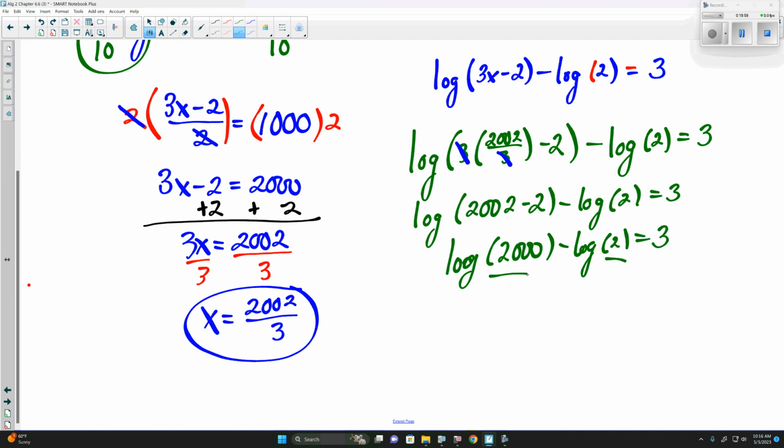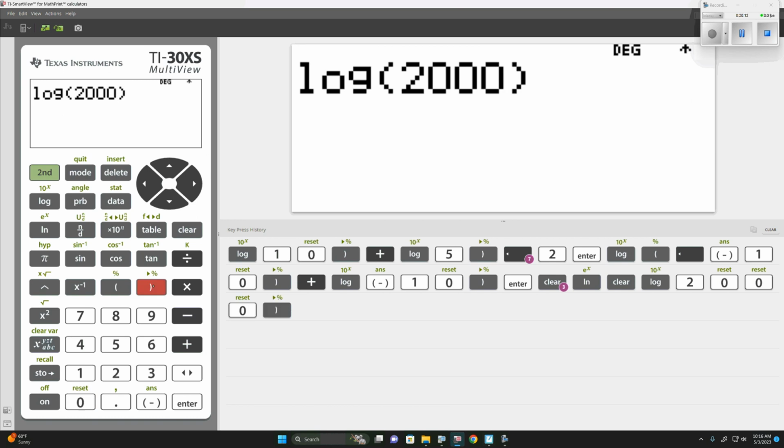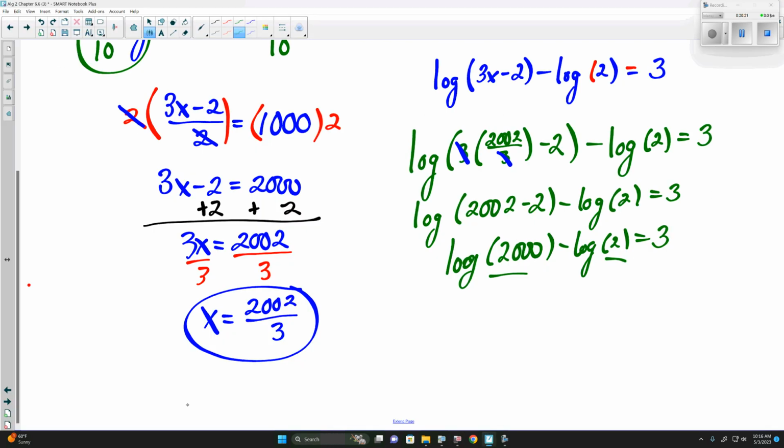And once we finish simplifying both of the numbers inside the parentheses, they are both positive, yes? So that's fine. If we wanted to plug it into a calculator, we can say log of 2000 minus log of 2, enter, and it is indeed 3. So as not nice as that number is, 2002 divided by 3 is the correct answer.